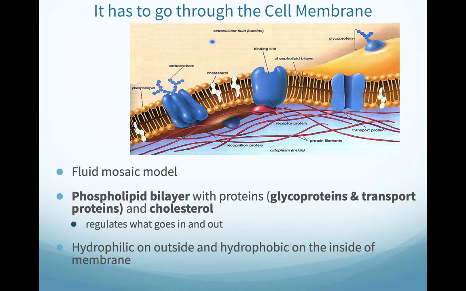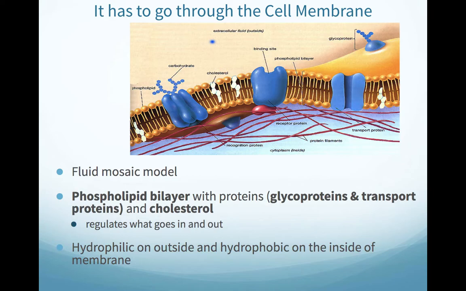That is because it's fluid, meaning it's moving, it's not static. It's not like a wall that is a solid structure, it's constantly moving. And mosaic means that it's made up of more than one item. So it's not just one complete thing, it's made up of a whole bunch of different things. And as I said, those different things are your proteins and your phospholipids and your cholesterols.